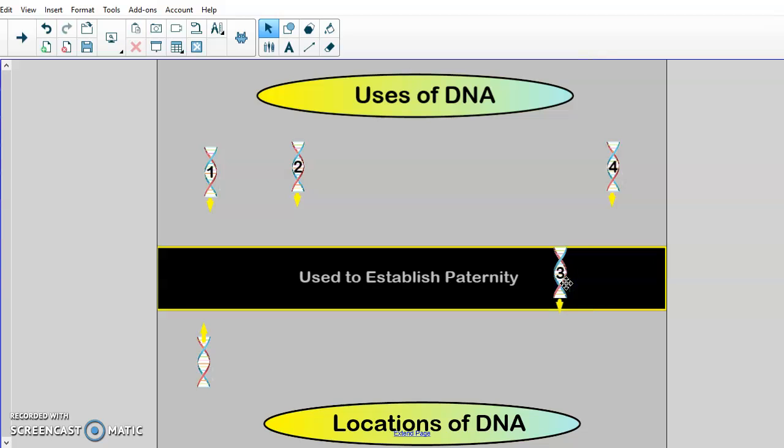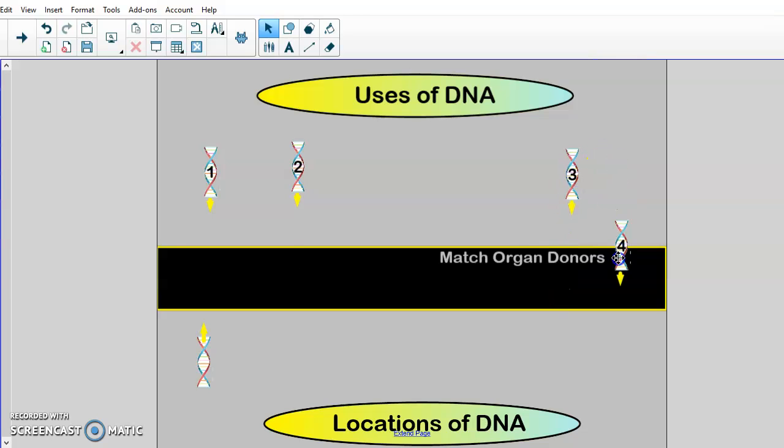It's used to establish paternity. So it's using paternity tests to figure out if the father is actually the father or if it's somebody else. And it's used to match organ donors. So if you were somebody who needed a kidney transplant or something like that, they would be able to match organ donors with your DNA.